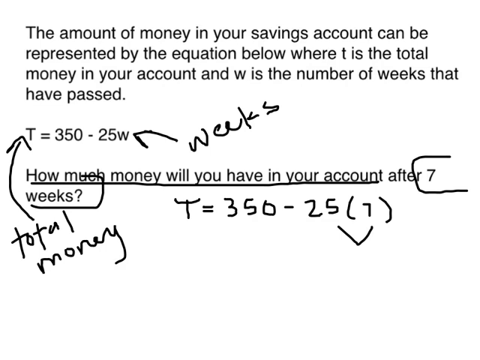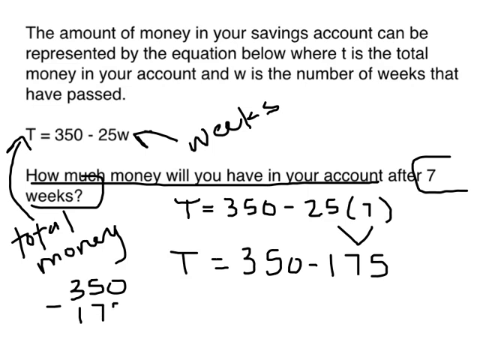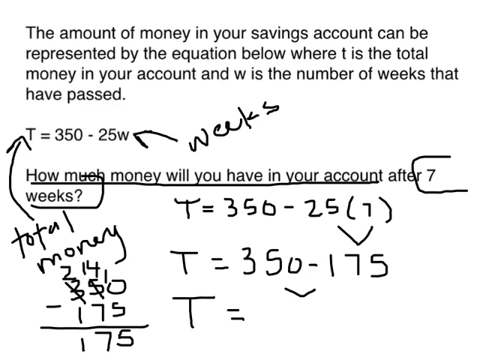25 times 7: 25, 50, 75, 100, 125, 150, 175. So the total is equal to $350 minus 175. So over here, I'm going to do 350 minus 175, and I get 175. So the total money left in my account after 7 weeks will be $175.